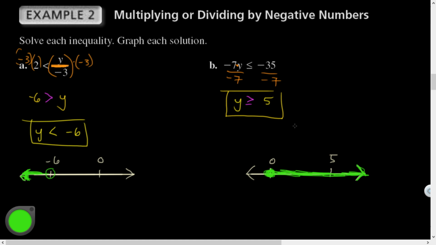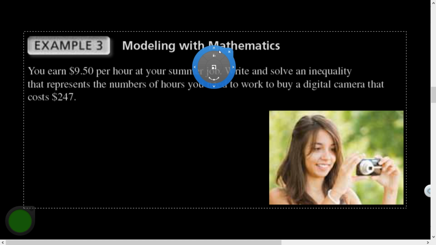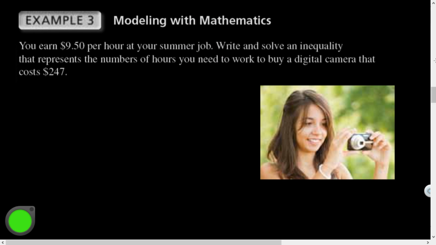All right. Ooh, I'm so excited about this next question. Wow, this girl's got a camera. Guys, example 3, here we go. You're gonna see this problem and believe it. All right, look at that. There she goes. She's taking a picture. Does this even relate? Okay, yes. I was like, you work at a summer job. I hope this somehow relates to what this girl is doing.